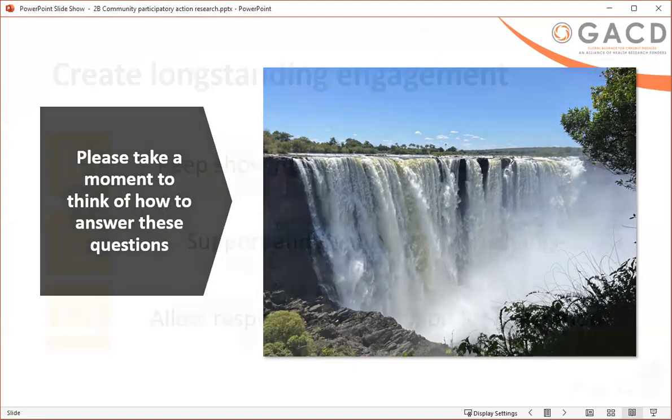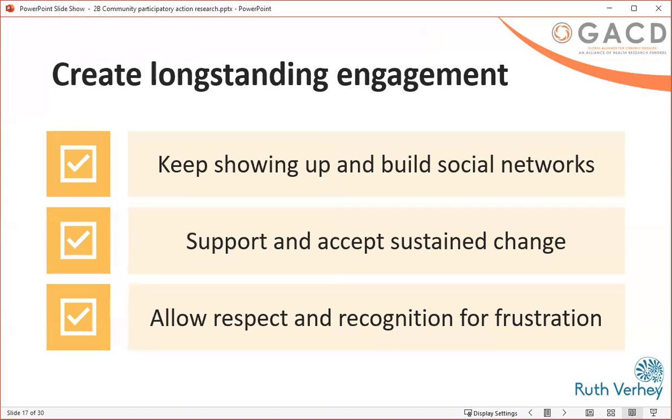So when I go back, and I hope you had some thinking time, to this long-standing engagement: keep showing up and build social networks that are long-lasting, connect people with other people. So we are creating this movement of change that feels safe and trustworthy.